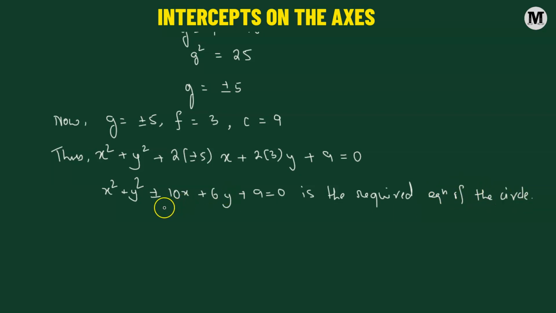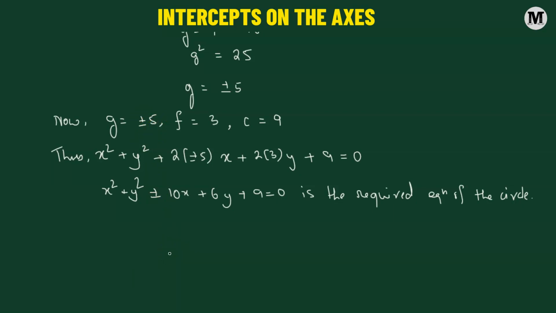So here in this case we're going to get two equations of circles. Both the two circles are going to touch the y-axis at a point 3 units below the origin, but they're going to have two x-intercepts. One x-intercept is going to lie along the positive x-axis and the other along the negative x-axis. Hence that is why g is giving us two values. One is plus 5 and the other is negative 5.